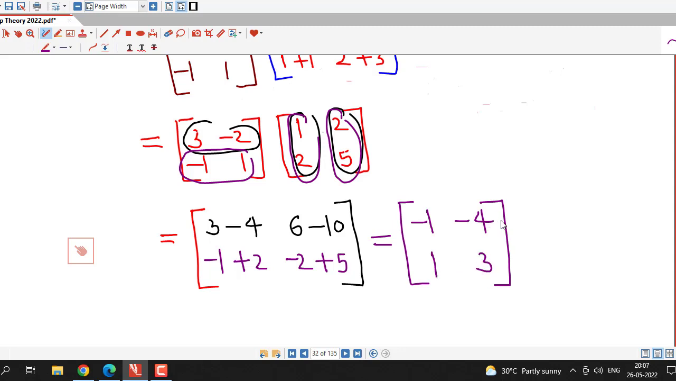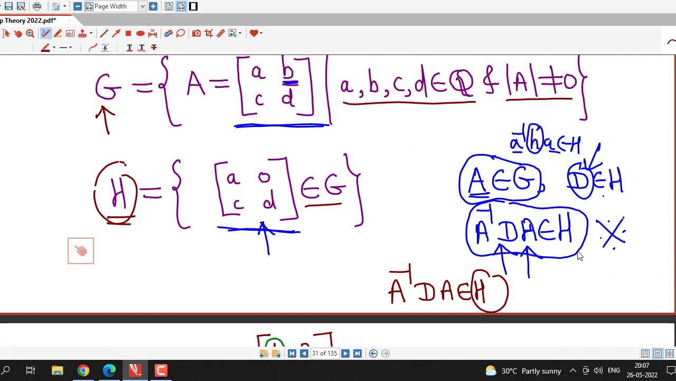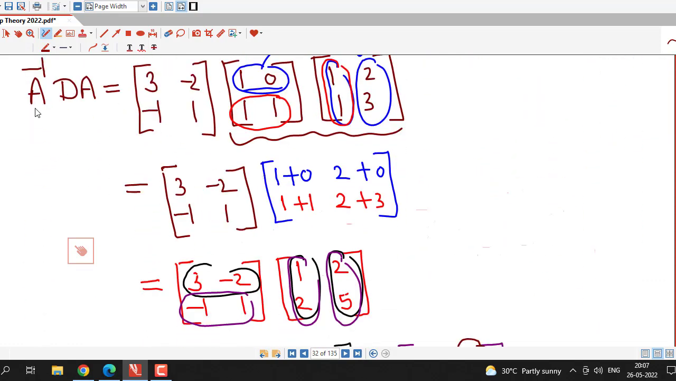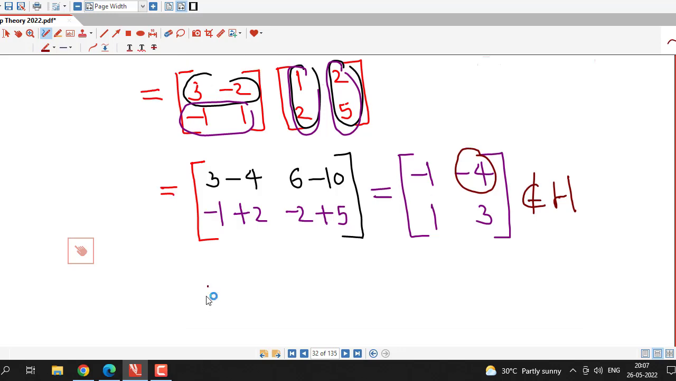3 minus 4 is minus 1, 6 minus 10 is minus 4, 2 minus 1 is 1, 5 minus 2 is 3. And here you can observe that this entry is non-zero, therefore this is not an element of subgroup H. For an element of subgroup H, the upper right entry must be 0, and we have seen that this element A inverse D A is not present in subgroup H. So we have obtained particular matrices A and D.